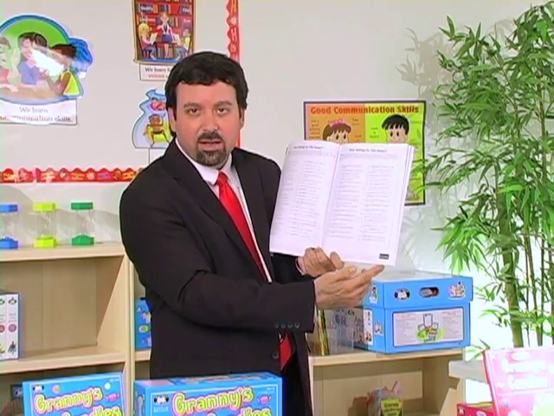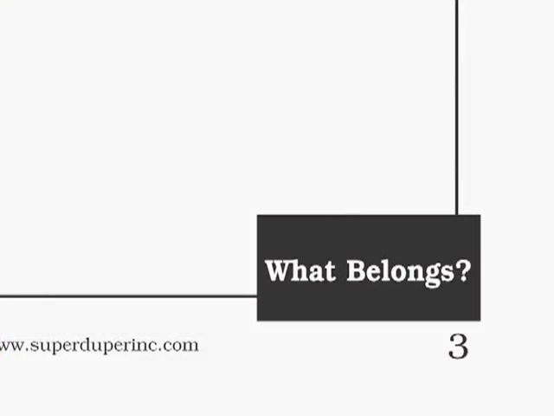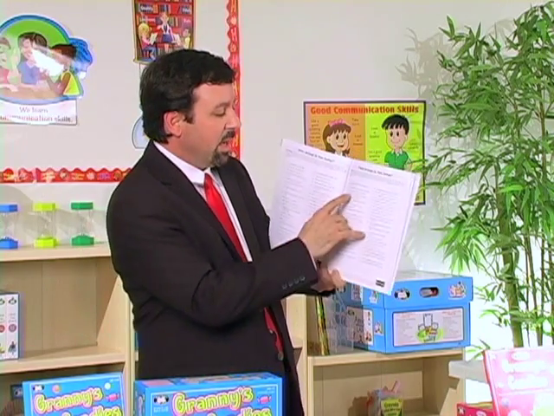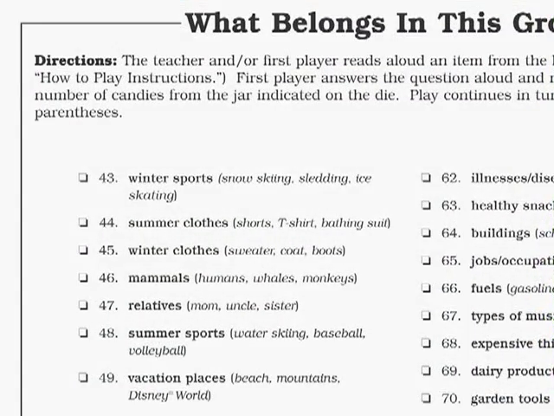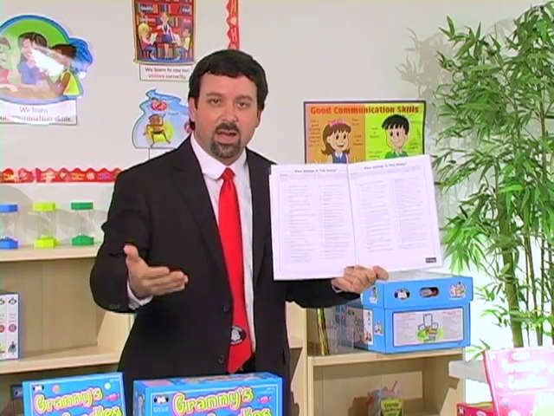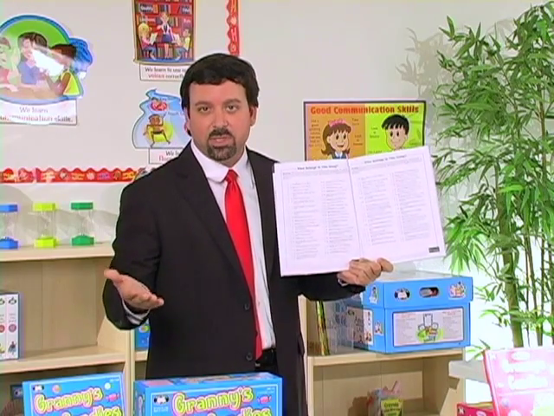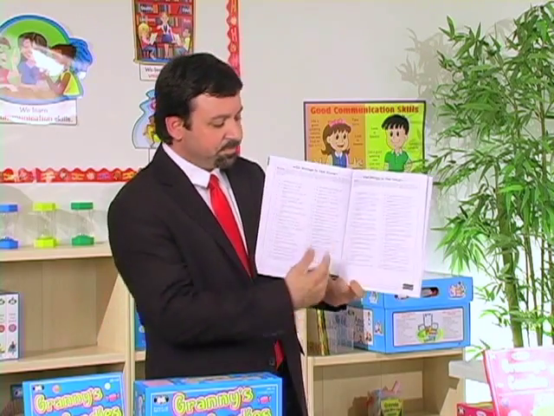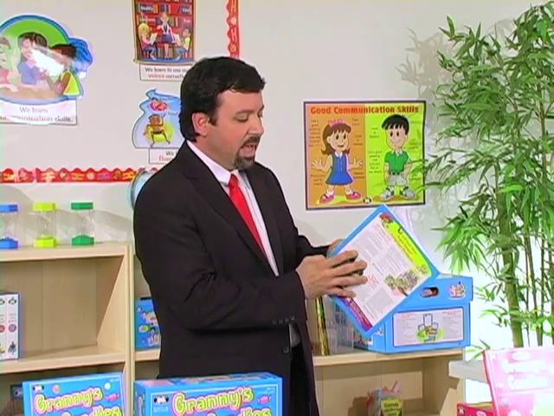You'll notice in the bottom right of each page is a content header that lets you identify which activity you're working on. For example, this one, what belongs in this group, the associated card here would be card number 44 that would say summer clothes, shorts, t-shirts, bathing suit. So we would give that category, summer clothes, and then this lists the appropriate or anticipated responses that we would expect a child to give us when we give them that stimulus question. The first part is going to target all different areas, as I said before.